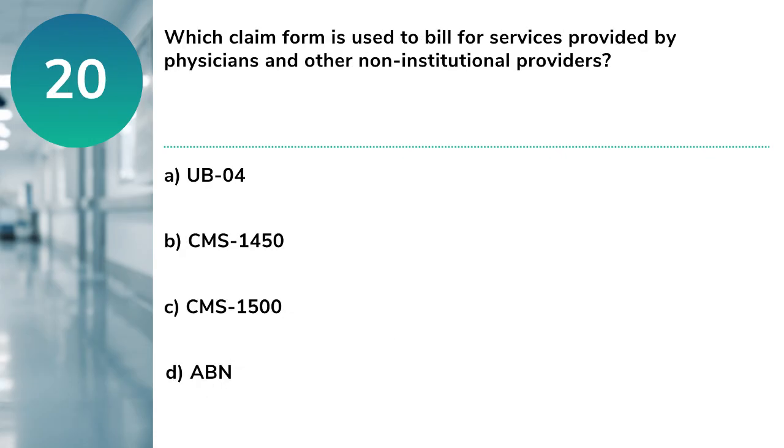Question 20. Which claim form is used to bill for services provided by physicians and other non-institutional providers? A. UB04. B. CMS 1450. C. CMS 1500. D. ABN.